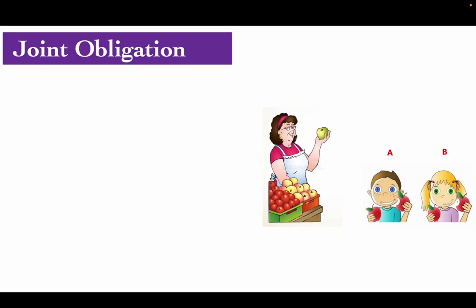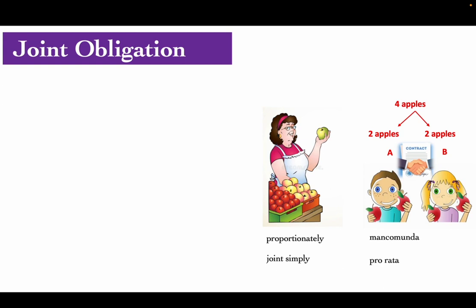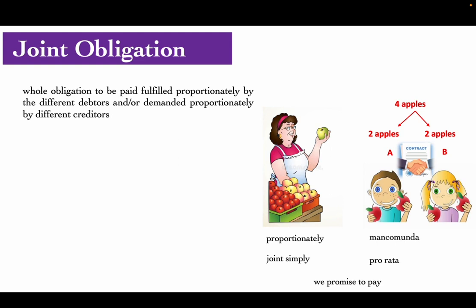Again, let us review unsa gani ang joint obligation kanya-kanya. Kung ang inyong gikuha upat ka apples, i-divide ninyo na siya proportionately, 2 apples kang A, 2 apples kang B. Makabalo mo guys nga ang obligation is joint. Kung makit-an ninyo ni nga mga words, proportionately, joint simply, mancomunada, pro rata, ug we promise to pay. Kung makit-an ninyo ni nga mga words sa contract, it means ang ilang obligation is joint. Unsa gani ang joint obligation? It must be proportionately shared by different debtors ug ang makadiman proportionately rapod by different creditors.